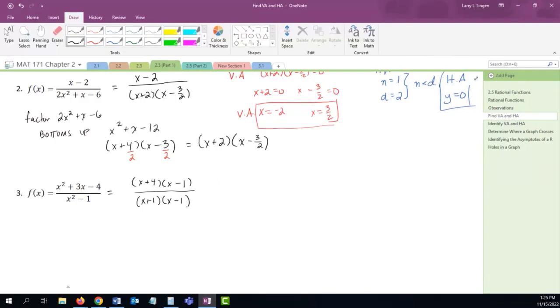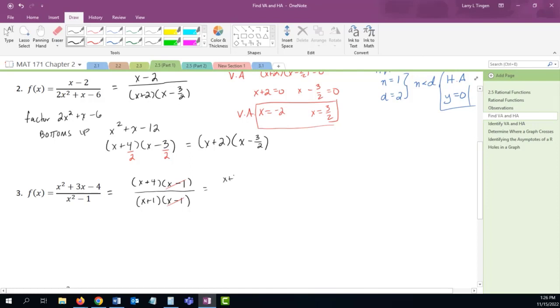Now, if you got this problem and I asked you to find the domain, I would want you to find the domain right now. This is the non-simplified version. I factored the numerator and denominator, but I haven't done any work with it, right? So I've got a problem when x is positive 1 and when x is negative 1, so those values are out of my domain. Now, this is the case where I have the same factor in the numerator and denominator, so these divide away.